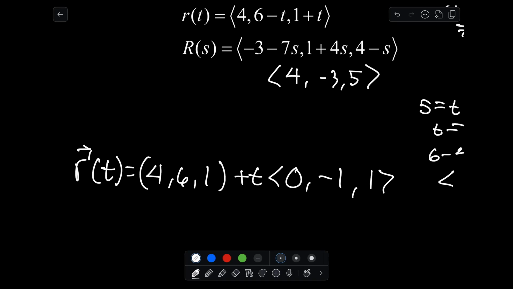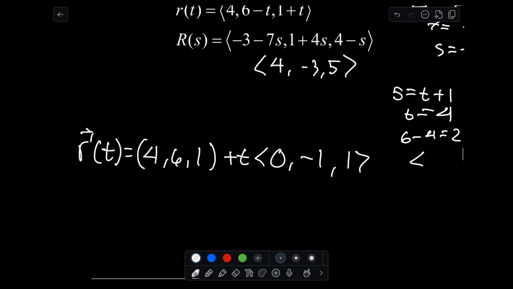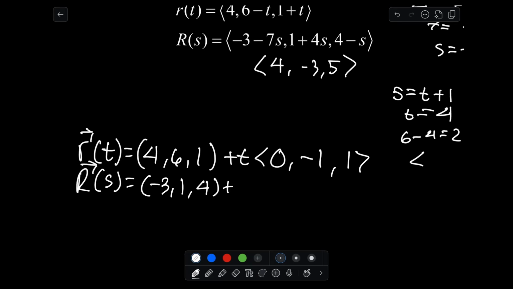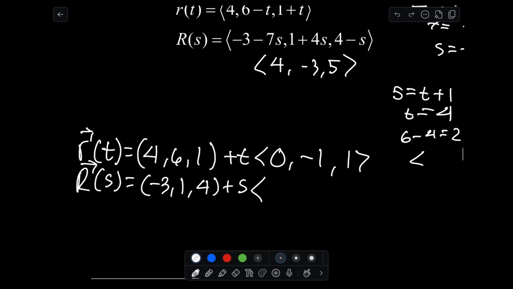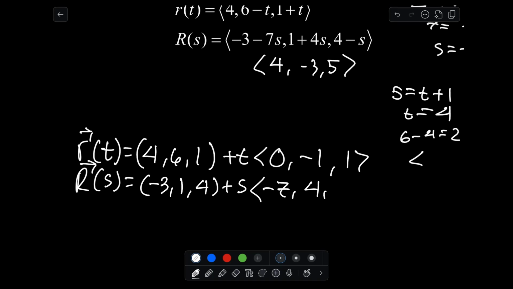And then we have big R of s equals negative 3, 1, 4 plus s times 1, negative 7, 4, negative 1, given this specific point in space, right?